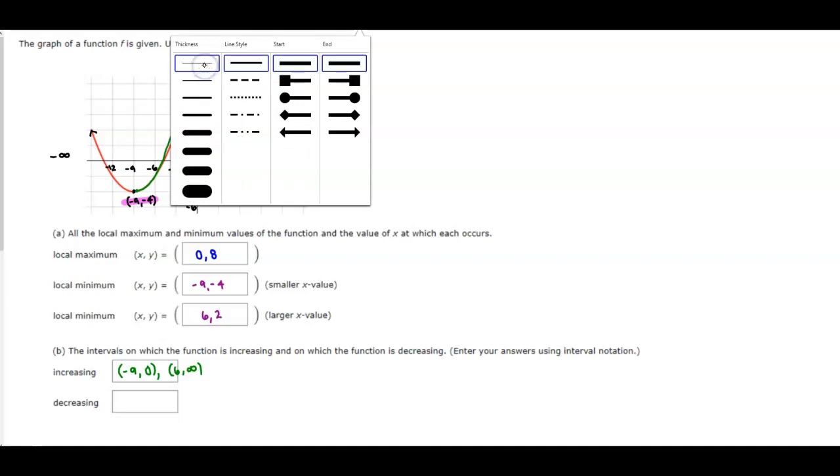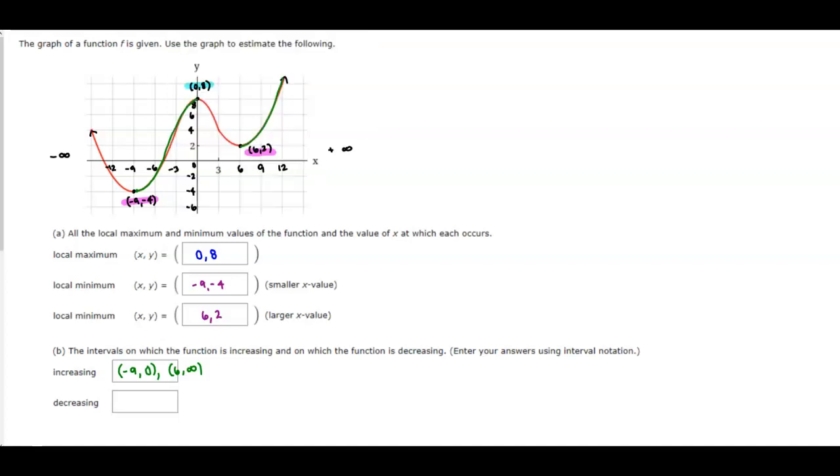Okay, now where is it decreasing? Well, over on the left-hand side, it's decreasing from negative infinity all the way to negative 9. So it's starting at negative infinity to negative 9. And then it's also decreasing from 0 to 6.